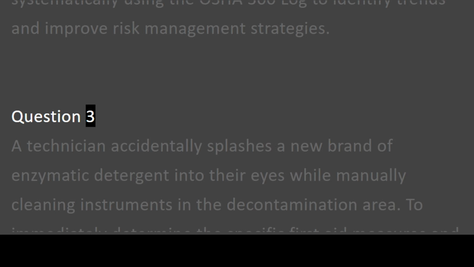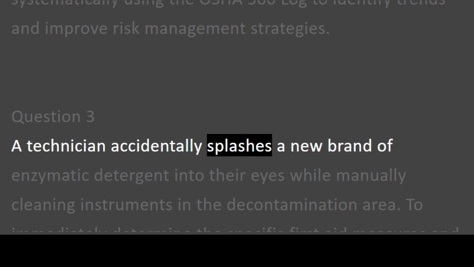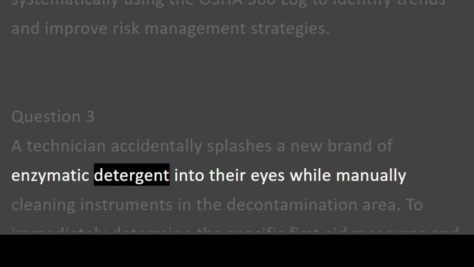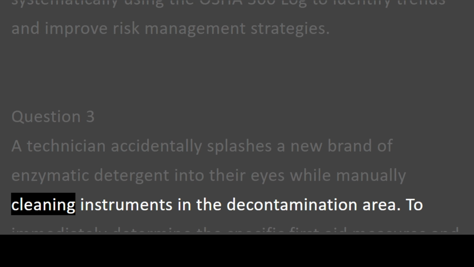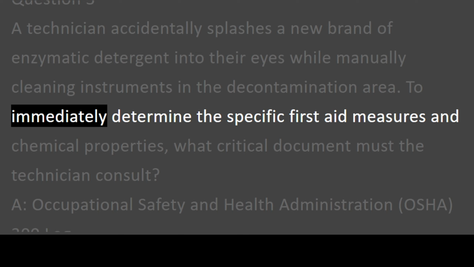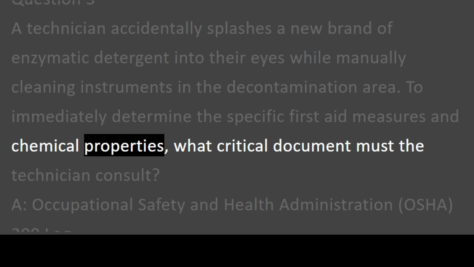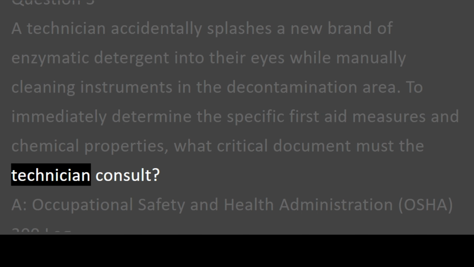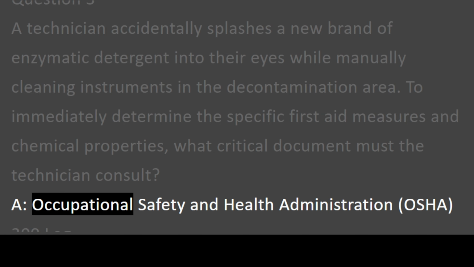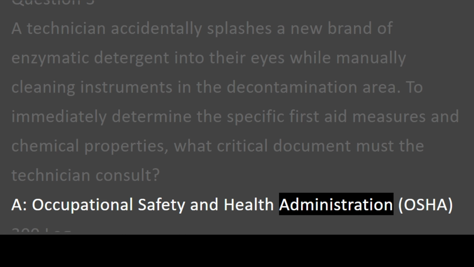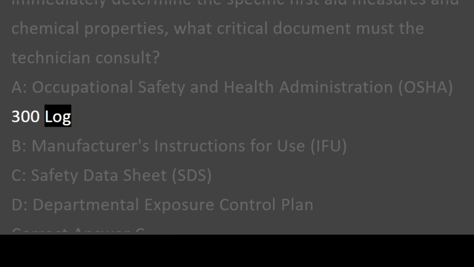Question 3. A technician accidentally splashes a new brand of enzymatic detergent into their eyes while manually cleaning instruments in the decontamination area. To immediately determine the specific first aid measures and chemical properties, what critical document must the technician consult? A. Occupational Safety and Health Administration, OSHA, 300 log.